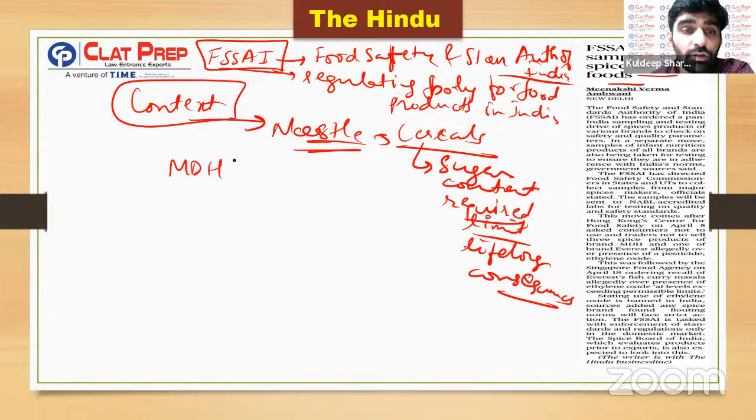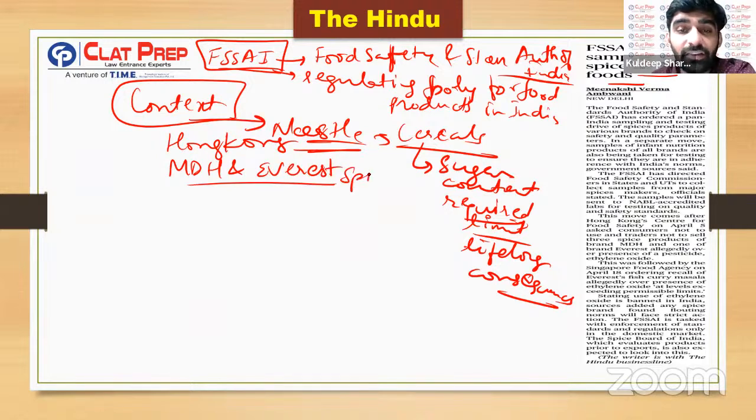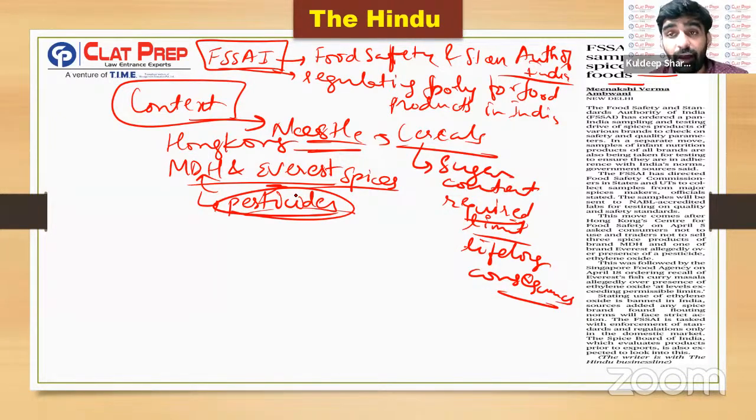Apart from it, there was also a report that Hong Kong had actually banned MDH and Everest spices. Why? Because they found evidence of pesticides in them. So that's why the FSSAI has also decided that it is going to take samples and test the samples of spices also. It's not a very good scene for India. It's not throwing a very good trade-related picture of India. This is not good for your trade either, specifically when it comes to food items.